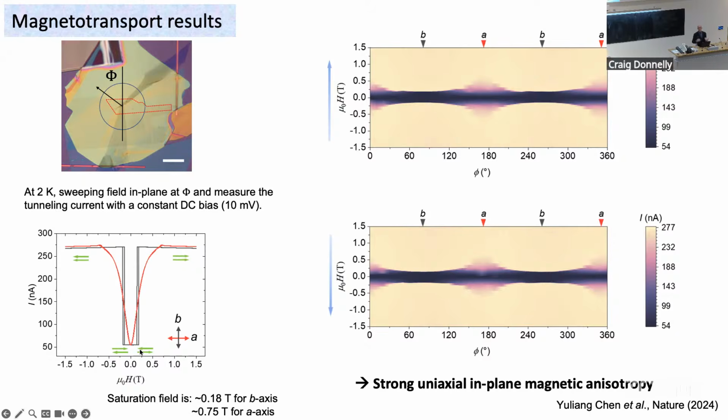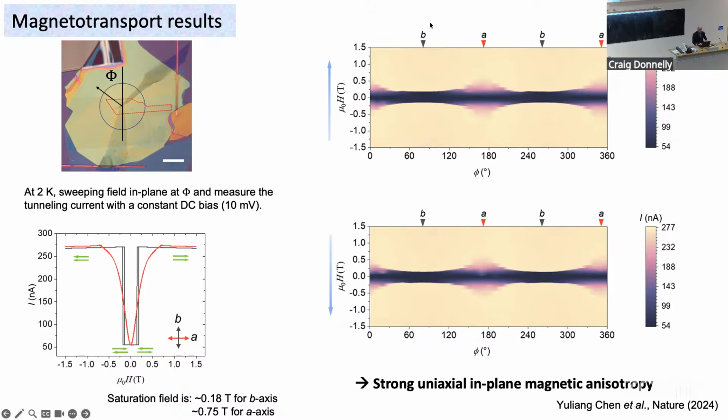On the other hand, if we apply the magnetic field in plane along the hard direction, the A direction, you can see the red curve, the moments simply rotate gradually from being antiparallel to being parallel. It takes a bigger field. That's the idea. And then on the right-hand side, you can see a map of the tunneling current as we sweep the field from minus 1.5 Tesla to plus 1.5 Tesla for all angles in the plane of this bilayer flake. And you can clearly see that in zero field, the current is very tiny, it's black. And then at high field, it's very conducting.